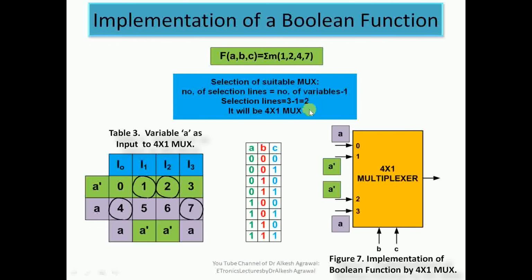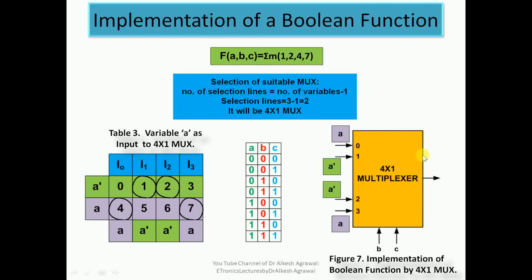So we will take a multiplexer with 2 selection lines, and that suitable multiplexer will be 4 cross 1, because in 4 cross 1 we have 2 selection lines. So for a 3 variable Boolean function, we will implement it through a 4 cross 1 multiplexer. If we have a 4 variable Boolean function, we will implement it through an 8 cross 1 multiplexer, because there we have 4 minus 1, 3 selection lines, and 3 selection lines are in an 8 cross 1 multiplexer. Now this can be implemented in 3 different ways, so I'll discuss them one by one.